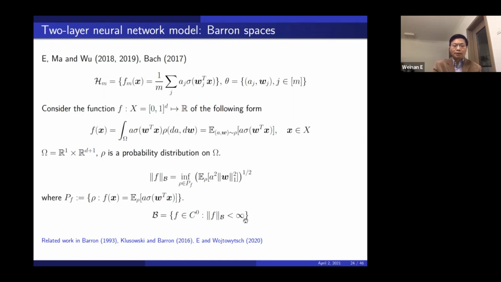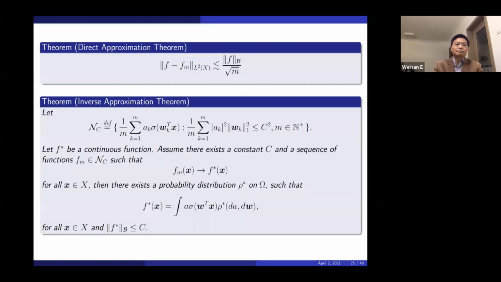So I'm going to claim that this is the right space. Before I tell you why I make that claim, an obvious question is: what kinds of functions admit this representation? What kind of functions are Barron functions? This is not an easy question to address. There are some results due to Klusowski and Barron, and if you take a look at this paper, there are some structural theorems about Barron functions. But I would say this is a subject that requires much more effort.